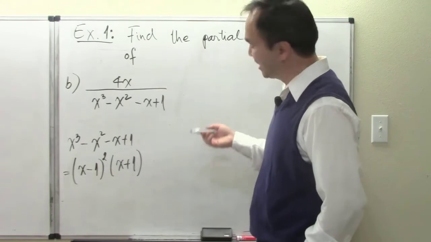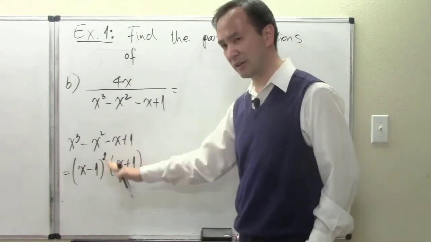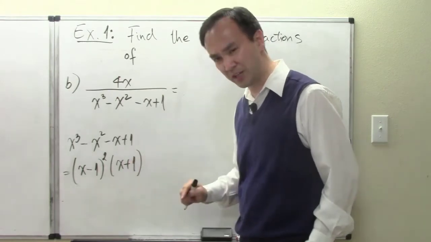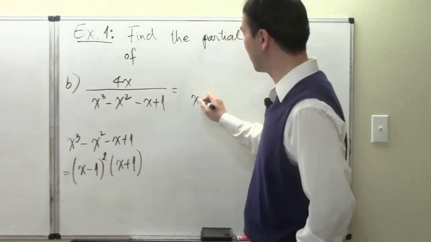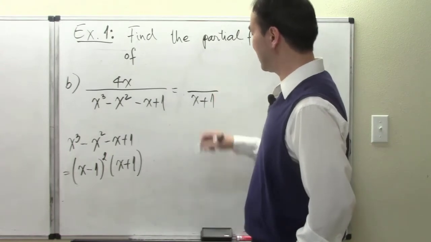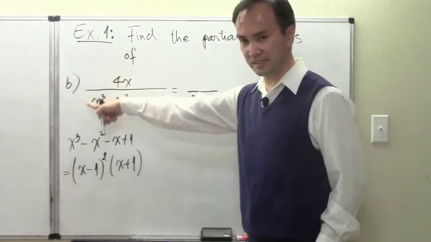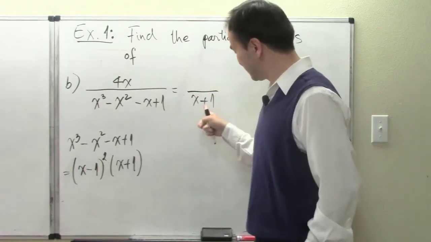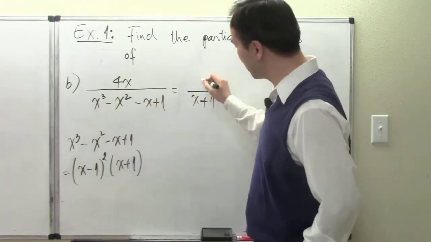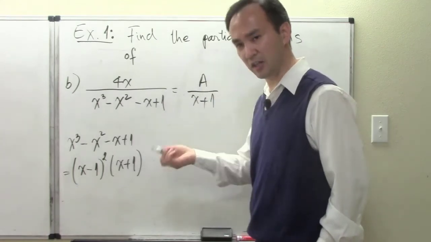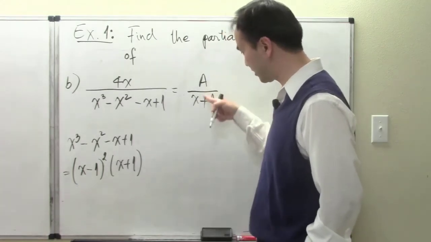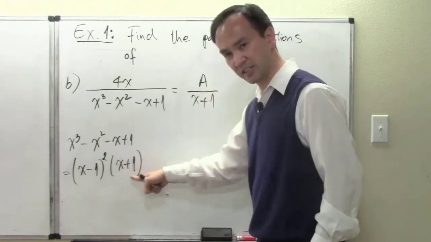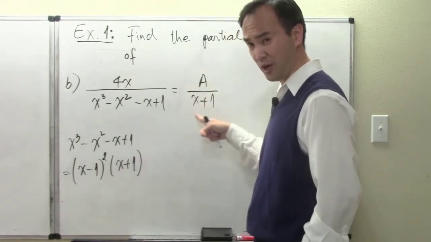So let's start out with the easy one, the non-repeat one. So this is the non-repeat one. Let's pick that one, the x plus 1. Once I decompose this into partial fractions, then the numerator over x plus 1 must be a constant coefficient, A. So I have to have something over x plus 1, that distinct one. But since this is the distinct factor, we only need one term for that.